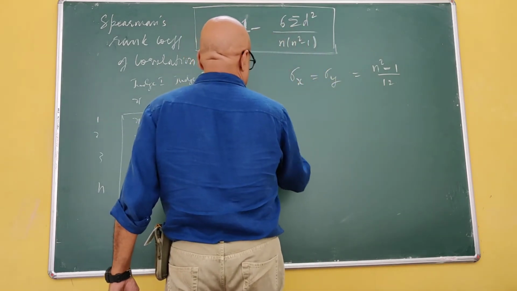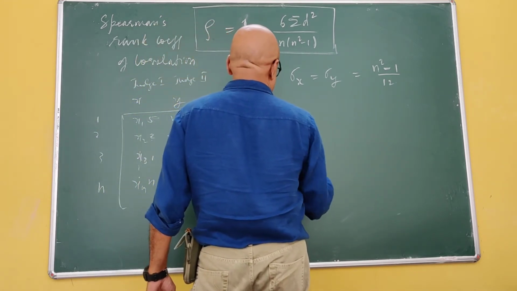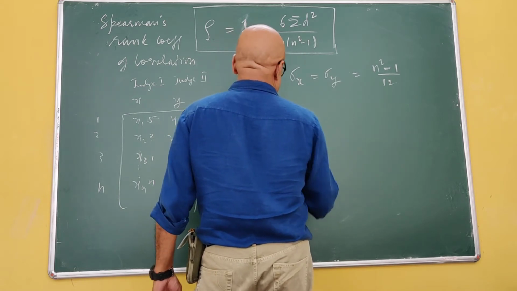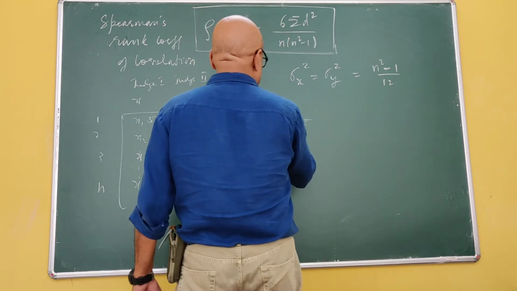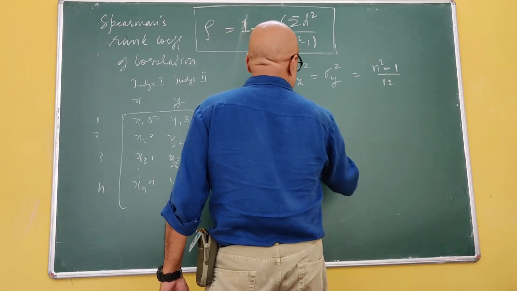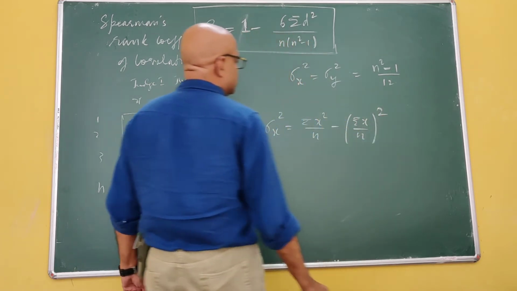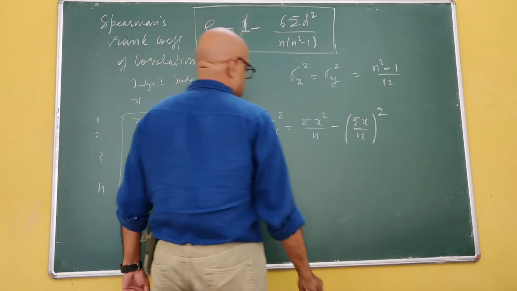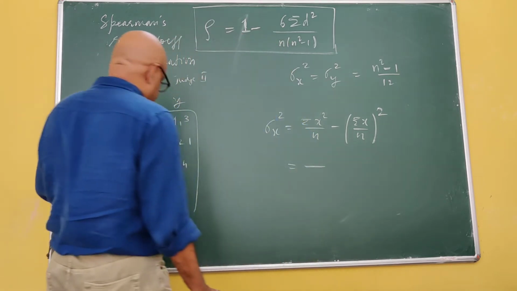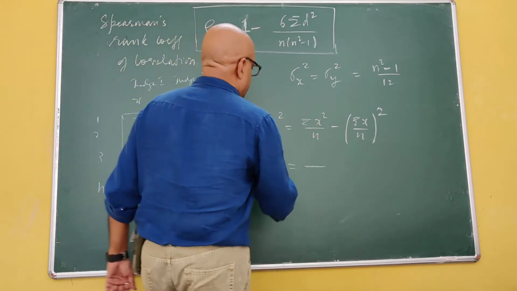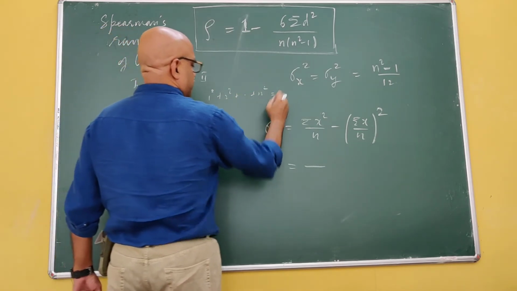But let's show this. So sigma x squared will be summation x squared divided by n minus summation x divided by n, the whole squared. There are n values. Summation of x squared, so 1 squared plus 2 squared plus up to n squared.